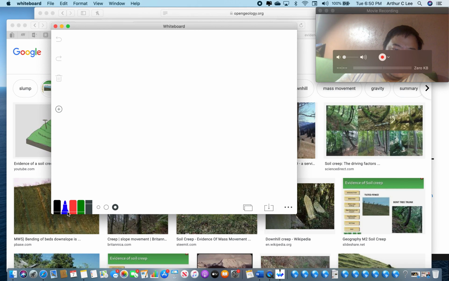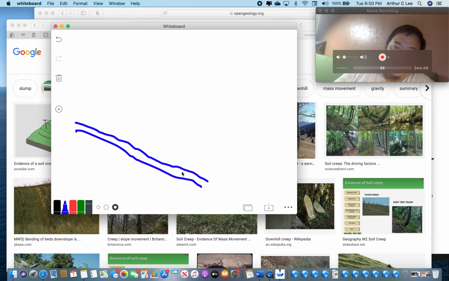Okay. So let's say you have a slope. And you've got, always on the top of your slope, you have soil above the rocks. Right? So this is your soil. Soil in large part consists of clay. Clay expands when it rains, and when it gets dry, it shrinks.